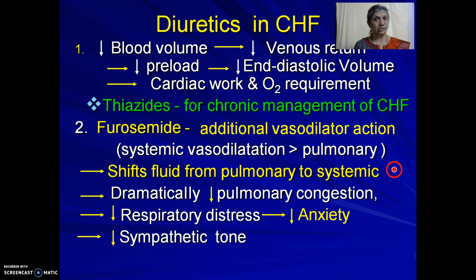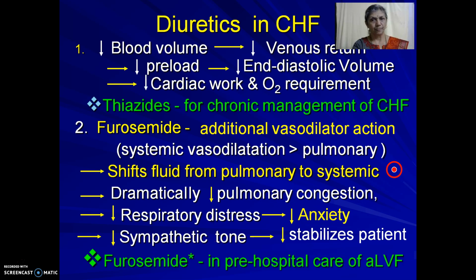If the situation is too bad, if the ejection fraction is too compromised, the patient would require ICU care. But furosemide, by reducing the symptoms, indirectly reducing the anxiety and reducing the sympathetic overactivity, stabilizes the patient, and we have a more stable patient to take to the ICU. This important role of furosemide in pre-hospital care of acute aLVF must be remembered.